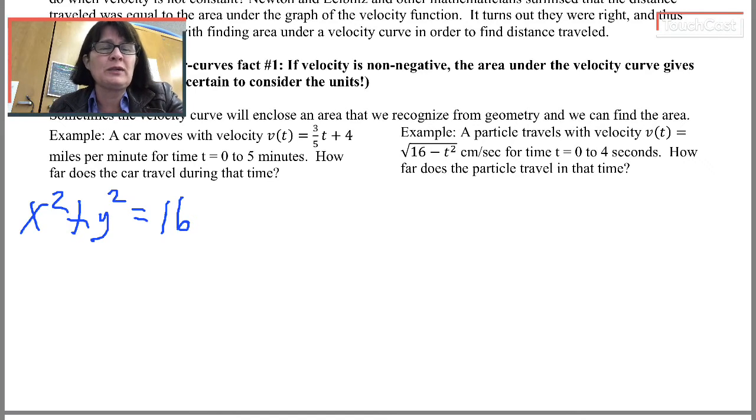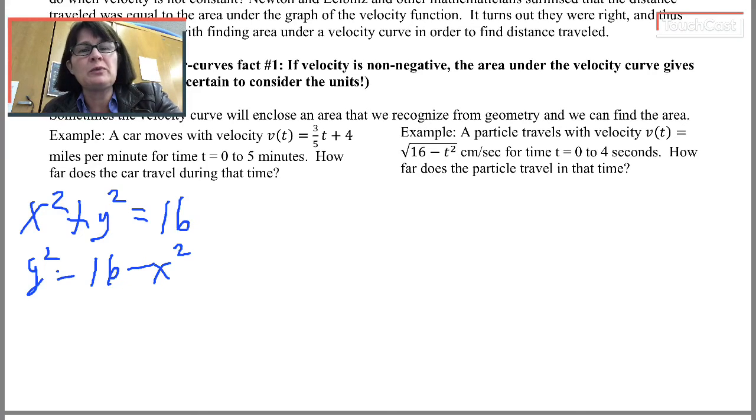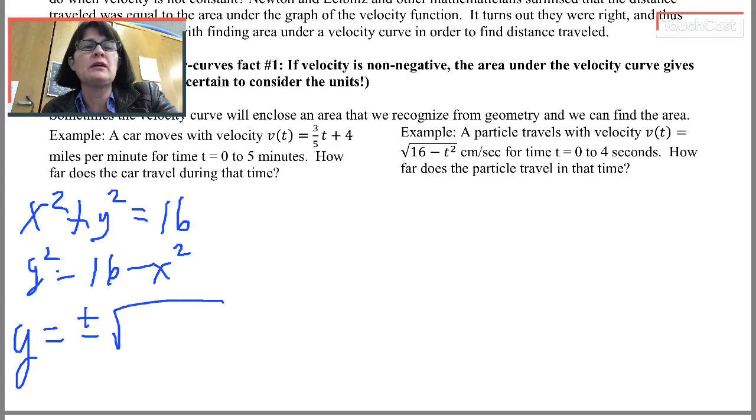I would subtract x squared from both sides. I'd get y squared is 16 minus x squared. And I'd try to get y by itself, but y is getting squared, so I'll take the square root of both sides, and I'd end up with y equals the positive or negative square root of 16 minus x squared.